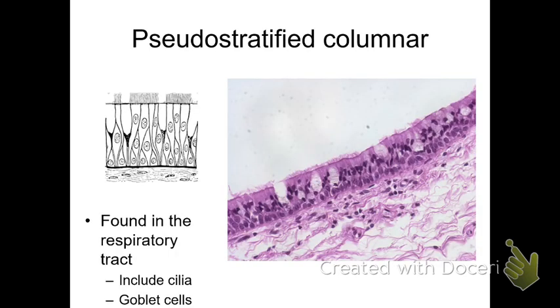Here is that pseudostratified columnar. This is our fourth tissue. Again, let me do the same thing. Let me draw that basement membrane.